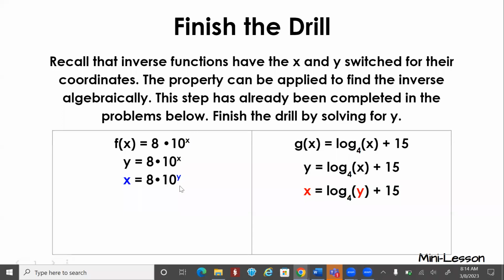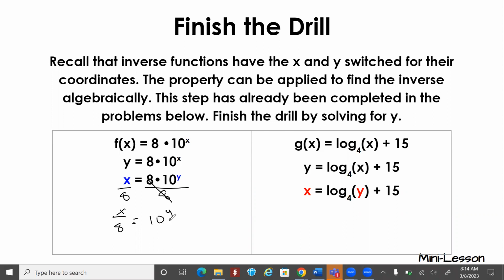All right, so we want to solve for y on this one. Okay, so we want to get y by itself. In order to get y by itself, we need to get this 8 away from this stuff. So we're going to divide by 8 on both sides, and that's going to give me x divided by 8 is equal to 10 raised to the y.